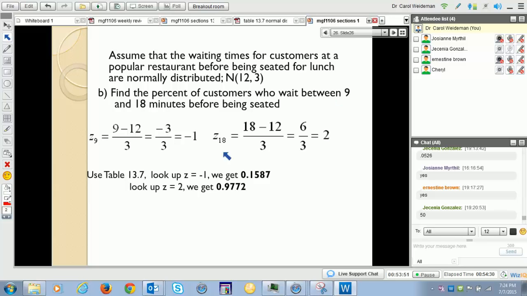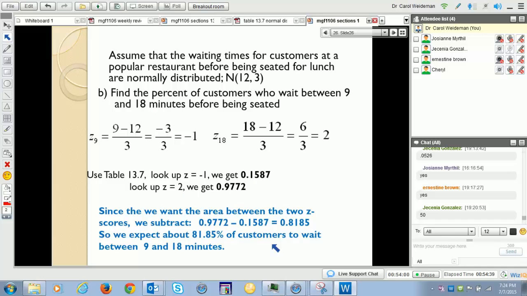We look them up on the table. For a z-score of -1, it's 0.1587. For a z-score of 2, it's 0.9772. This is real similar to the one we just did for the horseback rides. So about 81.85% of the customers are going to wait between 9 and 18 minutes.